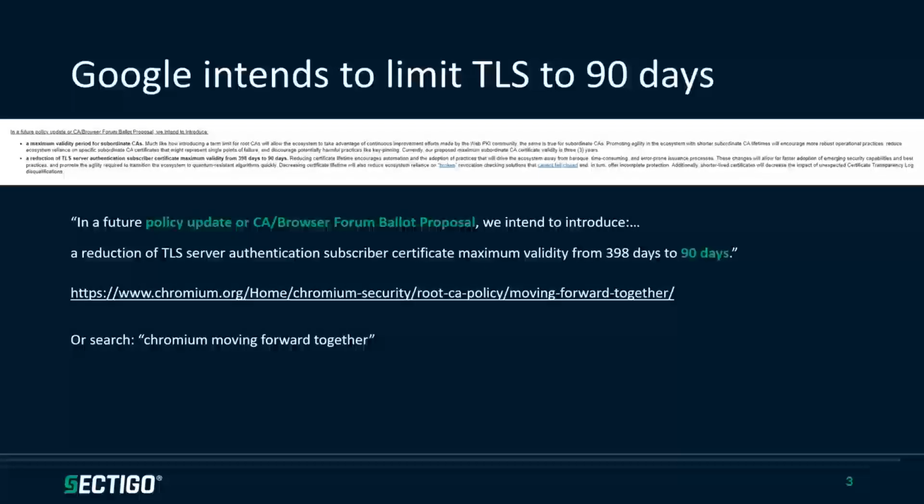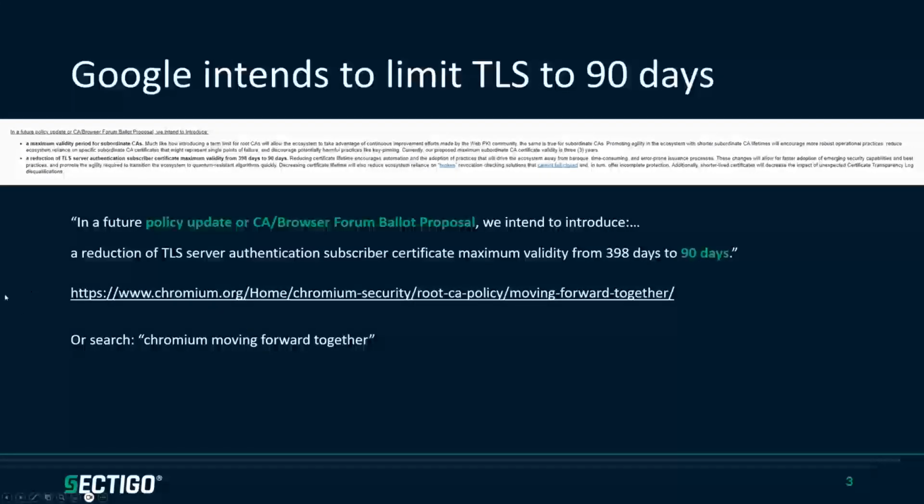And I have slightly excerpted here, but the quoted excerpt goes as follows. In a future policy update or CA browser forum ballot proposal, we intend to introduce a reduction of TLS server authentication subscriber certificate maximum validity from 398 days to 90 days. If you want to read this for yourself, just do a search on Chromium Moving Forward Together. It'll be the first thing that you find.